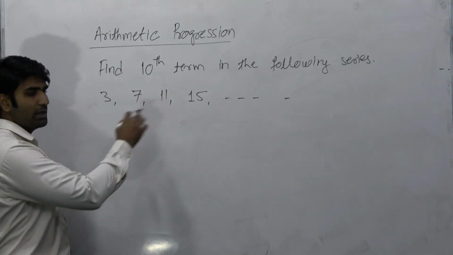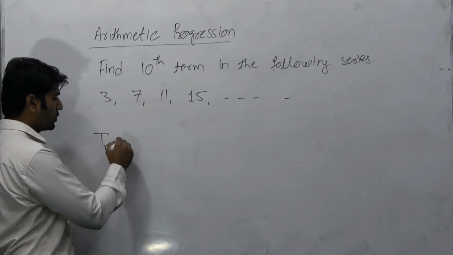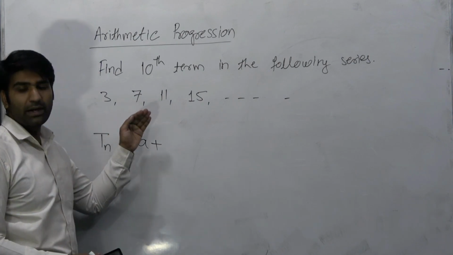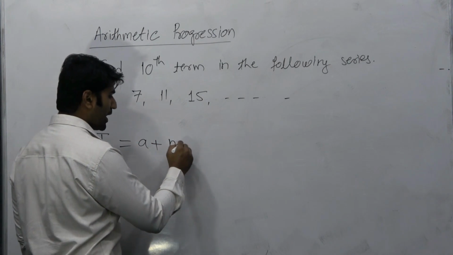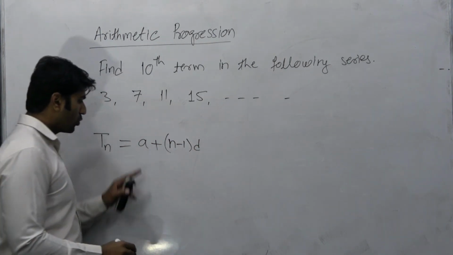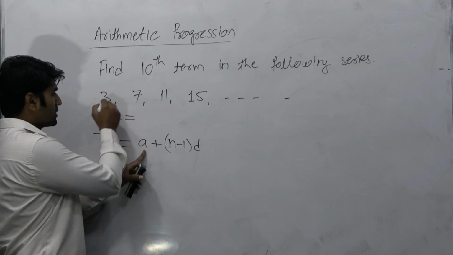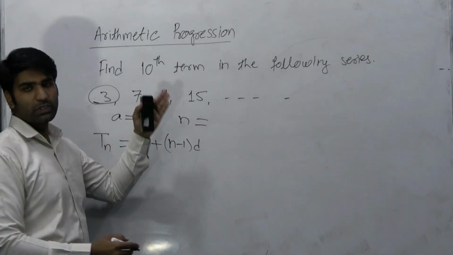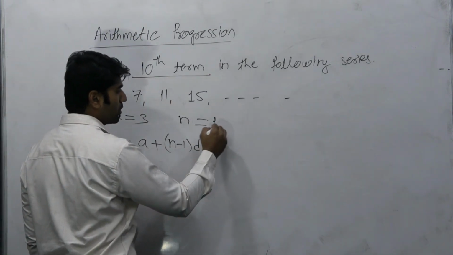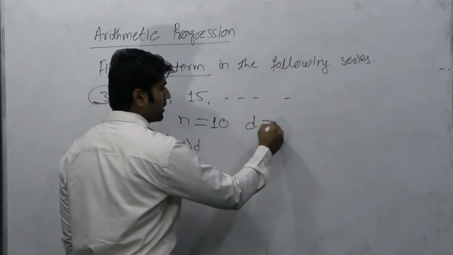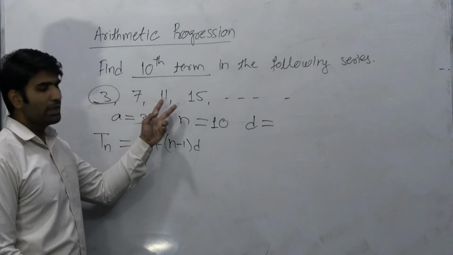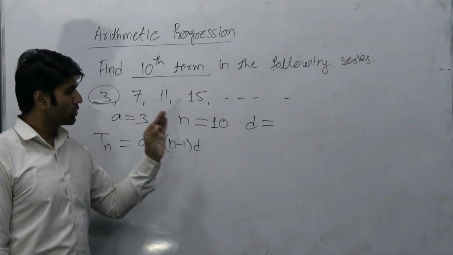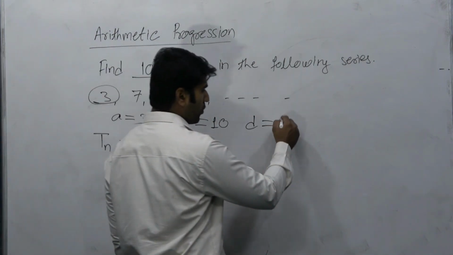So we have the formula Tn is equal to a plus n minus 1 d. This is an arithmetic series, meaning the series in which we add differences. So what is a? a is equal to the first term, which is 3. What is the value of n? n means the term which we have to find. So 10th term, therefore n is equal to 10. And what is d? The difference between any two consecutive numbers. So 3 plus 4, 7, 7 plus 4, 11, 11 plus 4, 15. So the common difference throughout the series is 4.